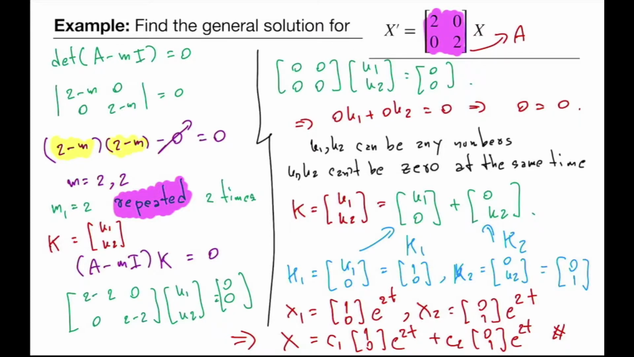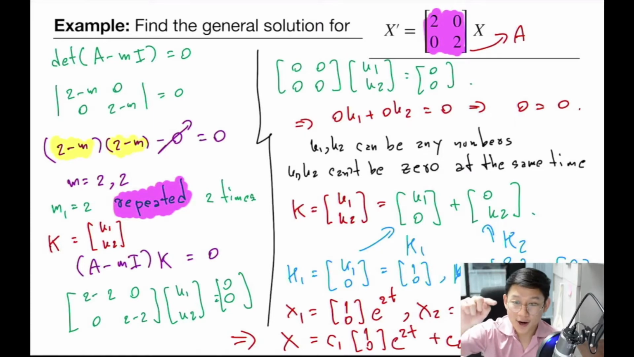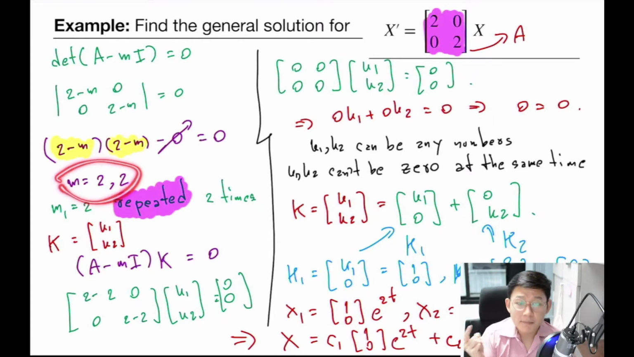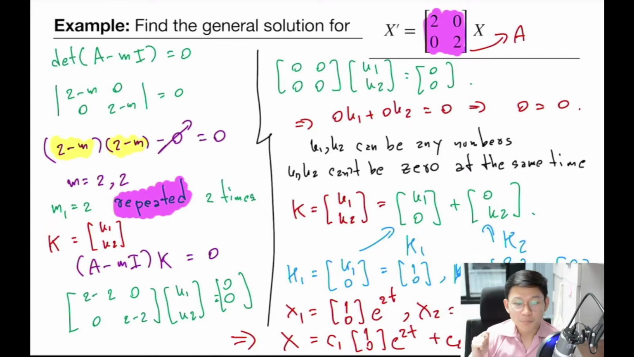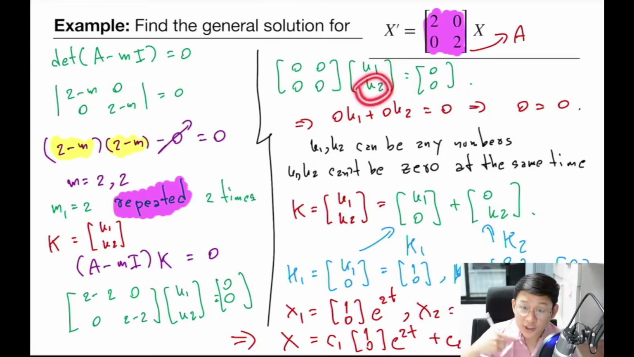Okay, let me wrap it up here. First, when you see the question, you take the characteristic equation, which is the determinant of A minus mI equals 0. After that, you solve for m, and here you have that m is repeated twice. After that, you get k, which is k1, k2. After that, you solve for k, and here you obtain this equation. But it's unlike in the previous section where you can write k2 in terms of k1 and then substitute k1 with 1. It's not the same. Guys, if you don't remember, go back to the previous video, right?